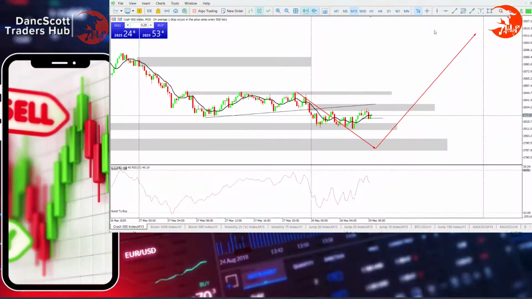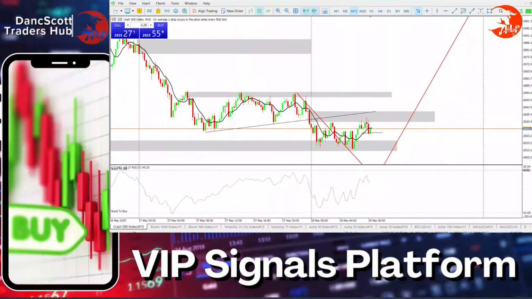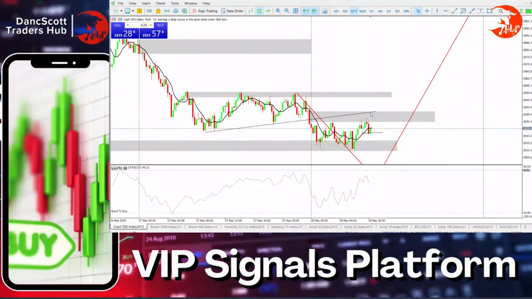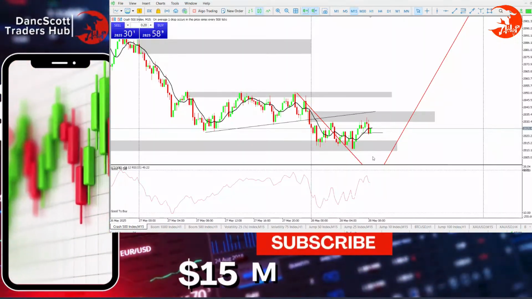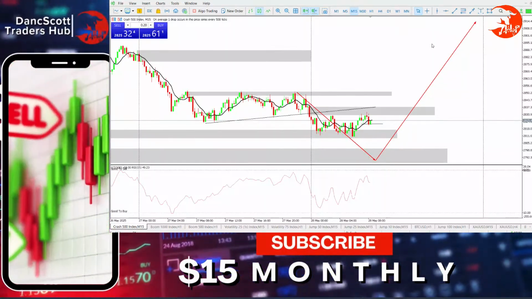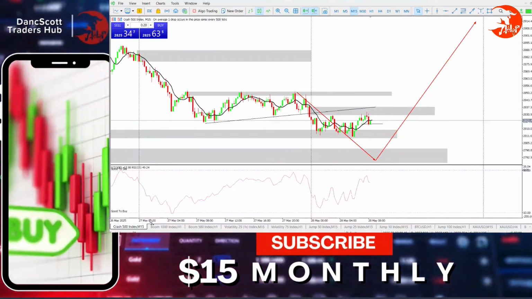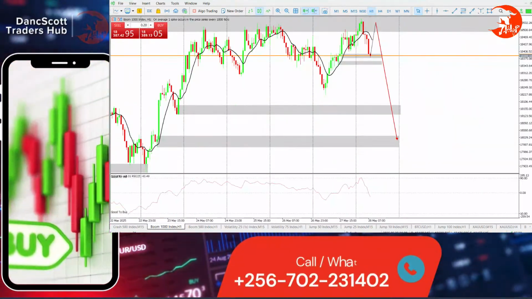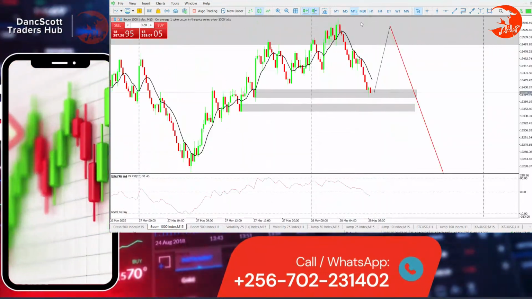We need price to come here so we can get into buys, and price has reacted all the way back there and it is failing to break this level, but we know that price is going to come all the way down here, then we can enter some buys. So what do we do? We wait. We have nothing to do now. We need a retest on this level.